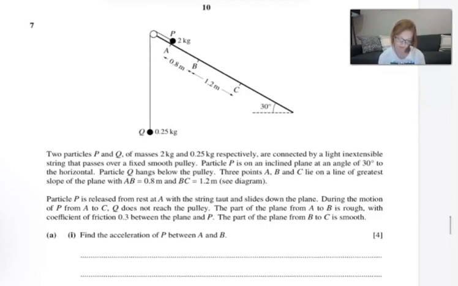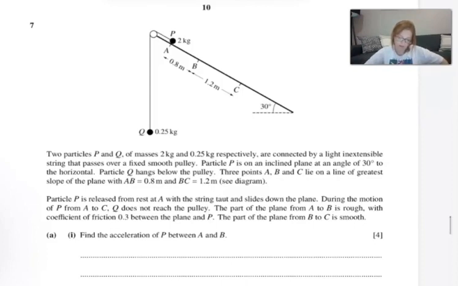They're connected by a light string that passes over a smooth pulley. Particle P is on an incline at an angle of 30 degrees to the horizontal. Particle Q hangs below the pulley. Three points, A, B, C, lie on the line of greatest slope. AB is 0.8 meters, which is given, and then BC is 1.2. Now I'm imagining they're going to have smooth and rough portions here.